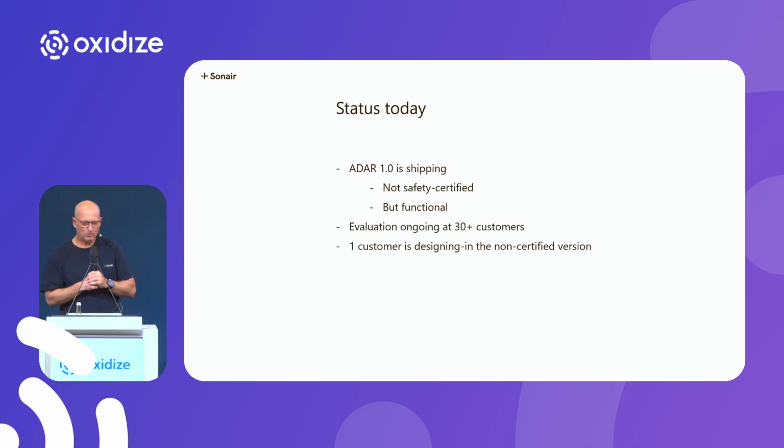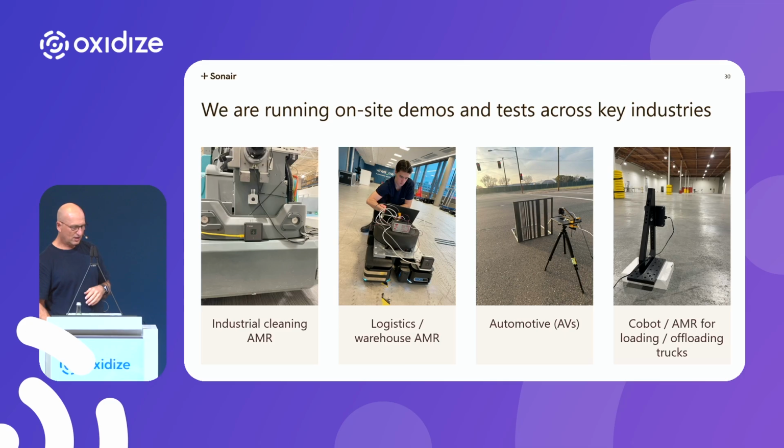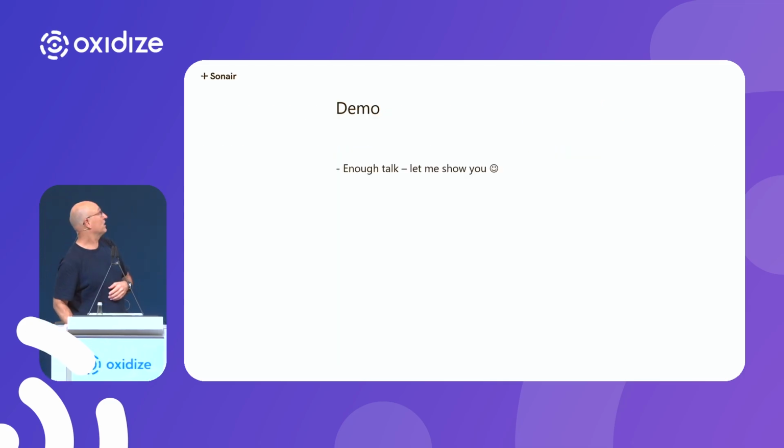Today, ADAR 1.0 is shipping, not safety certified, but functional. Evaluation is ongoing at many customers, and we have one customer who's designing in, so we expect to see it actually in robots early next year. Here we have the prototype out in testing. But enough talk, let me show you.